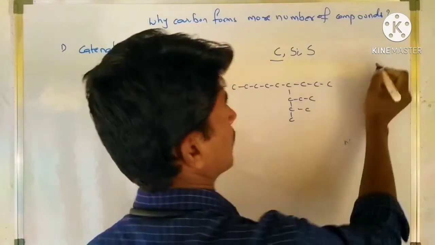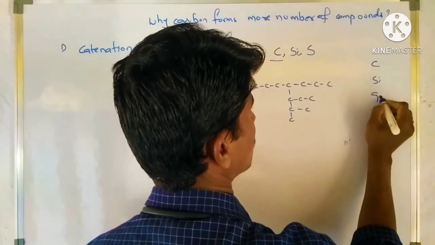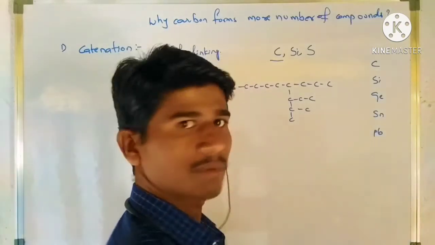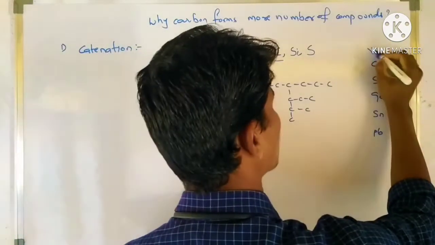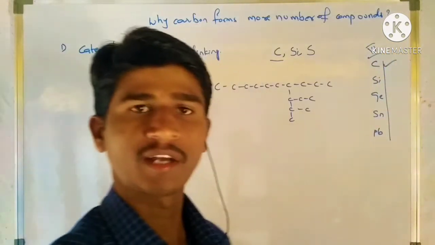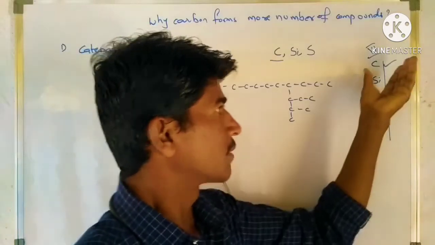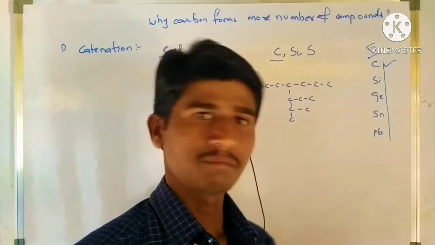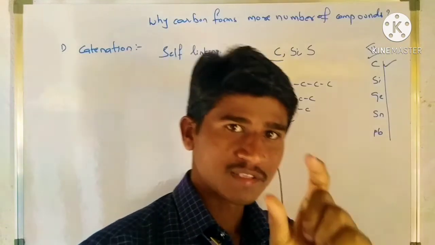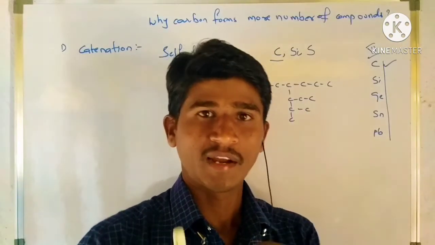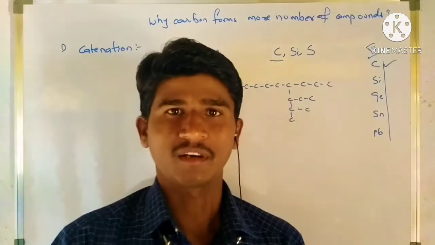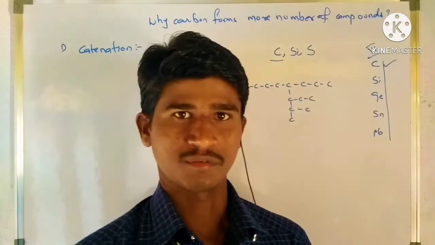The fourth group elements, carbon, silicon, germanium, tin, lead, also show the catenation property. But the catenation property is maximum in carbon only. So carbon shows high catenation compared to all. Why? Because the size of carbon is smaller and it forms covalent bonds easily, and whatever covalent bonds are formed by carbon are strong also.